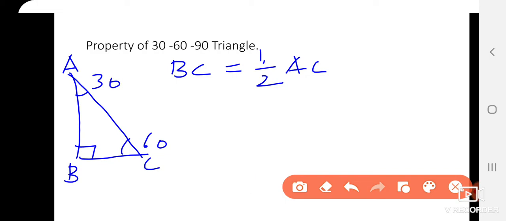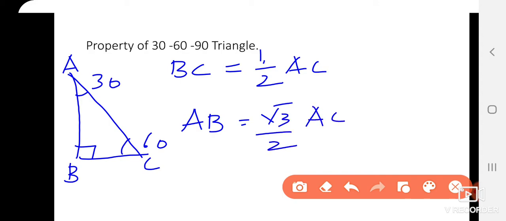Again, look at the figure and observe and see which is the side opposite 60 degree. Opposite 60 degree, it is side AB. So I have here AB is equal to root 3 by 2 the hypotenuse, that is AC. So here two very important formulas, this is a speciality of the 30, 60, 90 triangle. This triangle has three sides. Even if one side is given, using these two formulas you can find the remaining two sides. Even if AB is given, you can find BC and AC.